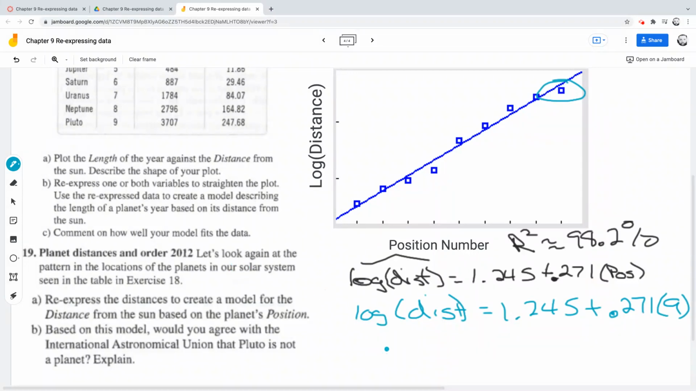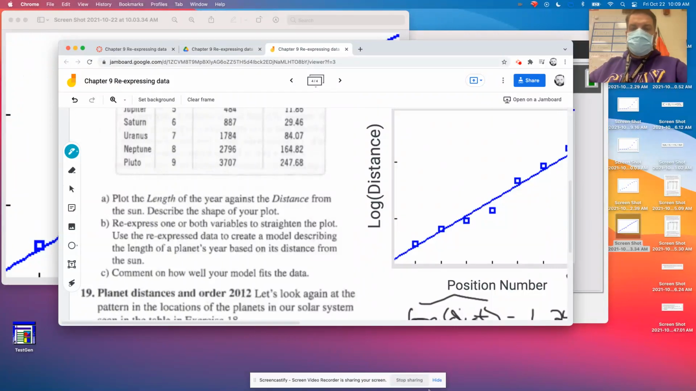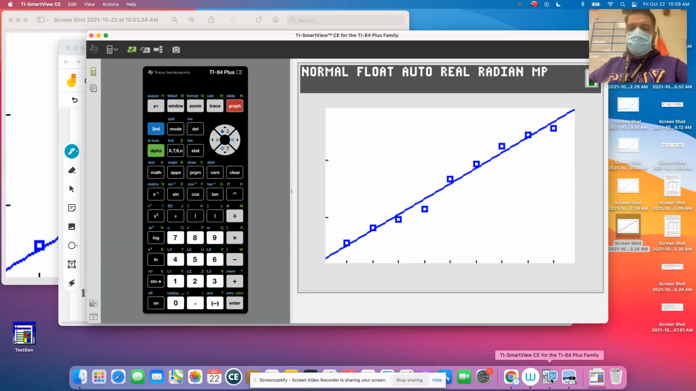When I crank through the math, this is a predicted value, I get the log of the distance is equal to, when I crank through the math over here, this is about 3.65 241. So let me just crank through this, let's go through and do the residual plot on the calculator. I think that's the thing that would be helpful. So we'll go back in here.